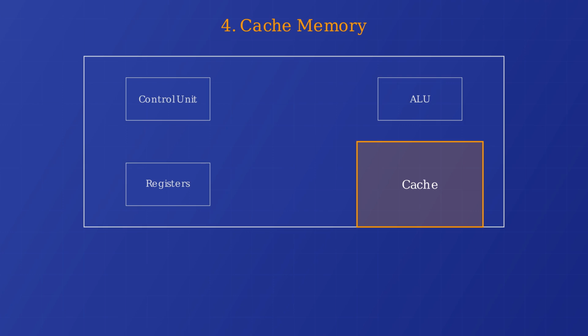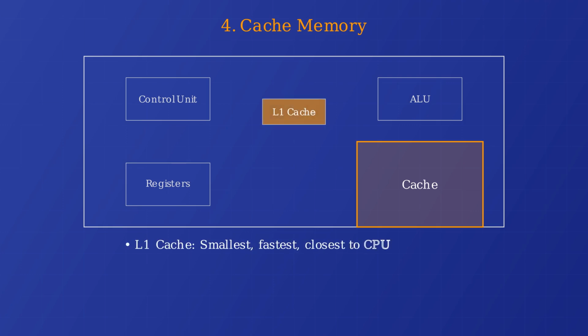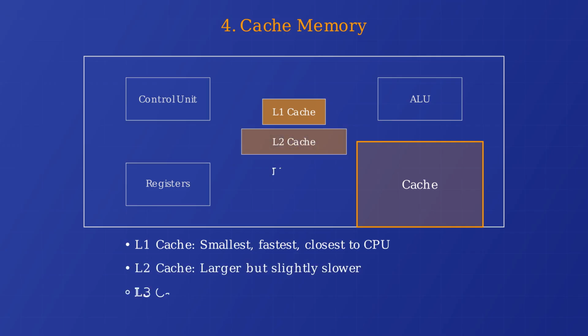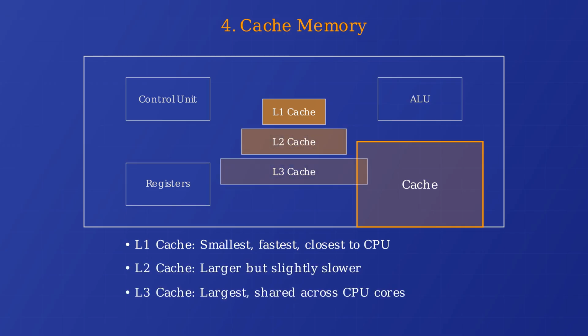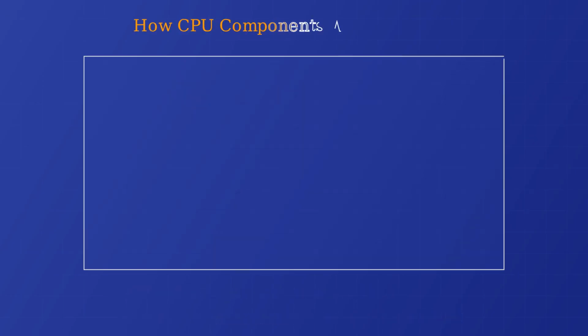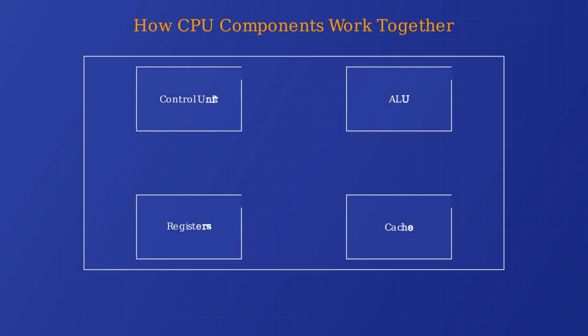Registers are crucial for CPU performance because they provide the fastest possible access to data, much faster than even cache memory. Cache memory is a small, high-speed memory that stores frequently accessed data from the main memory. Modern CPUs typically have three levels of cache. L1 cache is the smallest but fastest and sits closest to the processor core. L2 cache is larger but slightly slower, while L3 cache is the largest and often shared among multiple processor cores. The cache serves as a critical bridge between the high-speed CPU and the much slower main memory, significantly improving overall system performance.